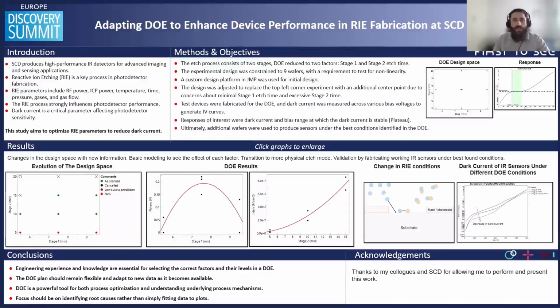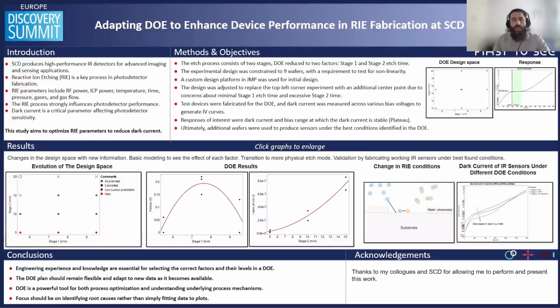In RIE, there are many parameters that can potentially affect the performance of our devices, such as ICP and RF power, temperature, etch time, and many others. And one of the important characteristics of infrared detectors is dark current. So in this work, we were focusing on optimizing RIE parameters to reduce dark current and enhance performance.